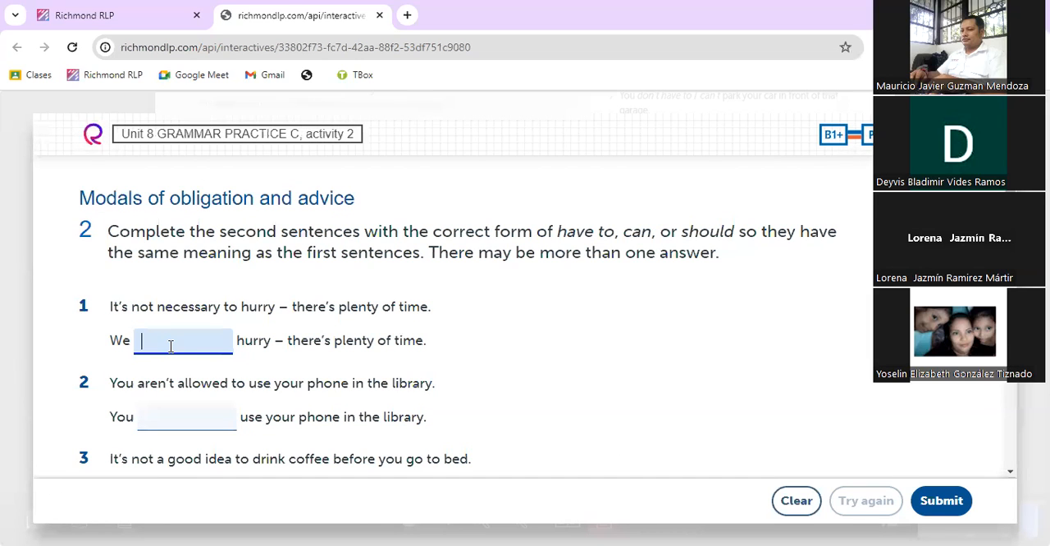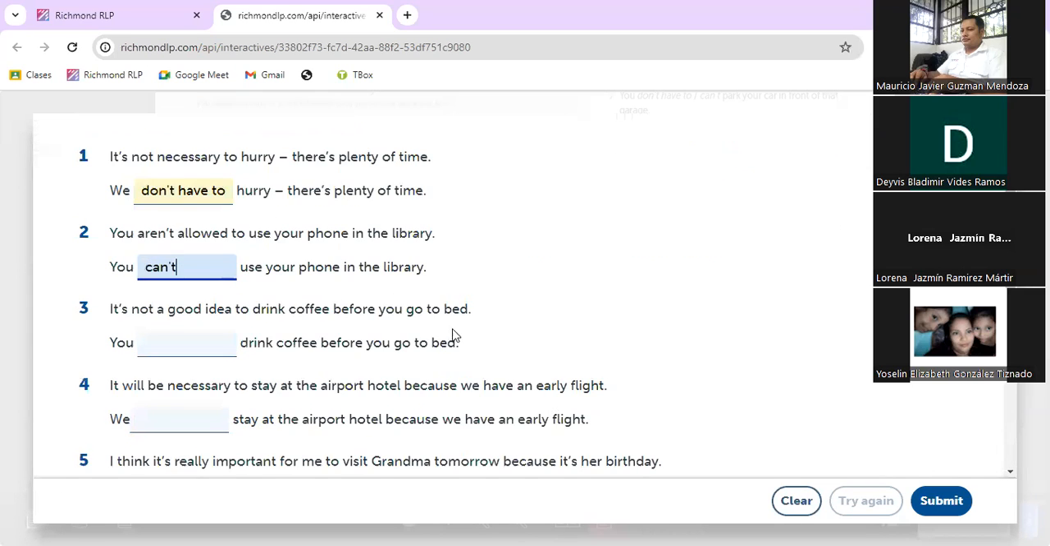Don't have to. Okay, we don't have to hurry. There's plenty of time. Okay. Number two, you aren't allowed to use your phone in the library. Can't. Excellent. You can't use your phone in the library. Prohibition, right? It's not a good idea to drink coffee before you go to bed.